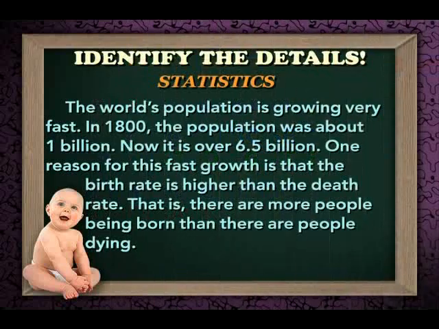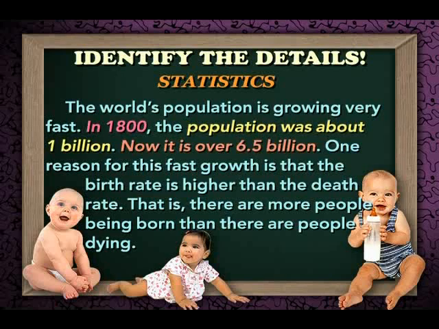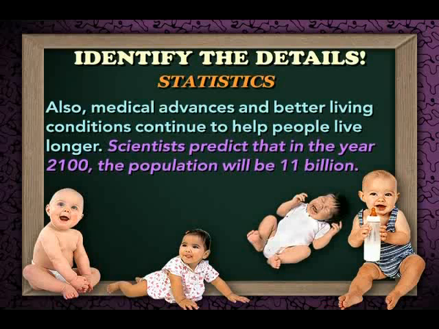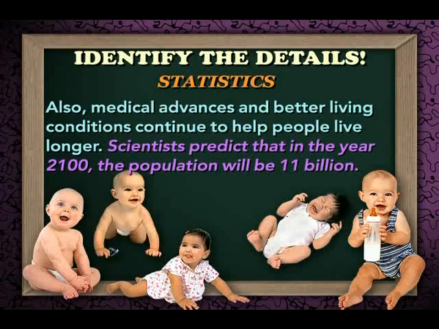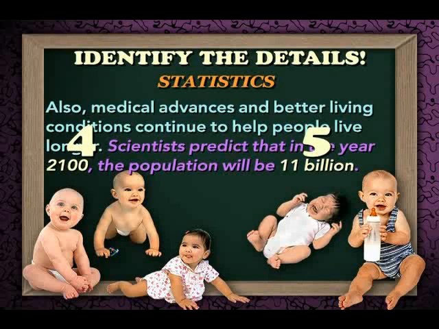These details are statistics because they're numbers. Take a look at some of the numbers we have here. In 1800, the population was 1 billion. Now it is over 6.5 billion. Skipping down to the bottom, scientists predict that in the year 2100, the population will be 11 billion. So I've got 1, 2, 3, 4, 5 very good numbers here. This shows me that the majority of the facts in this paragraph are statistics.